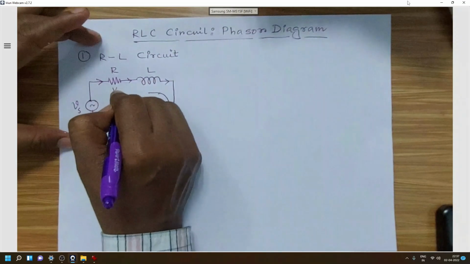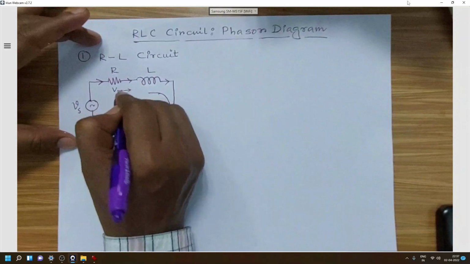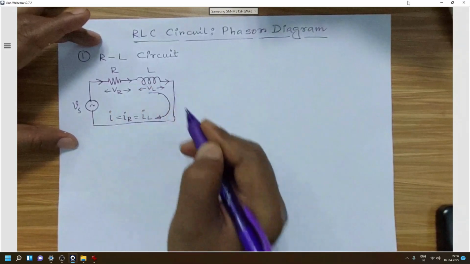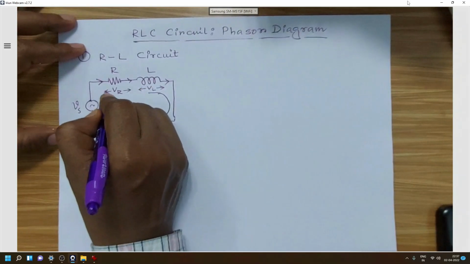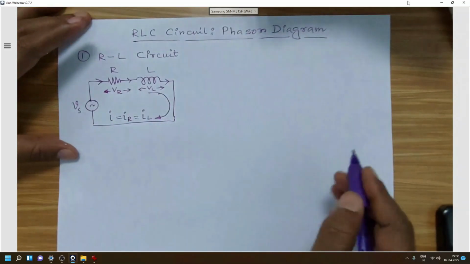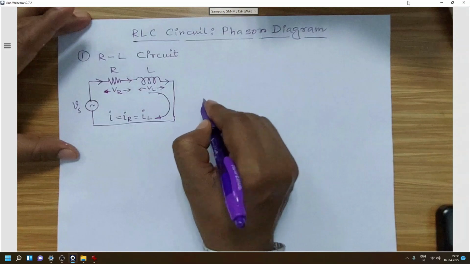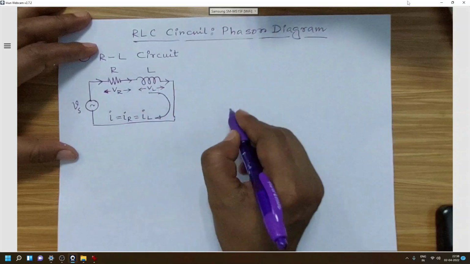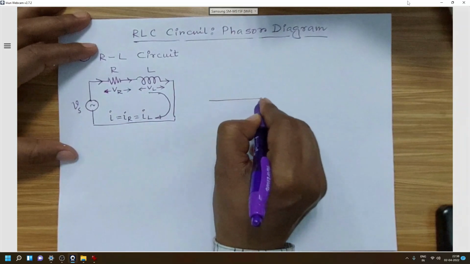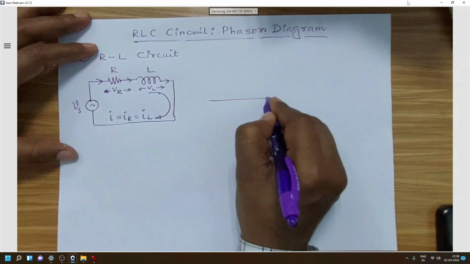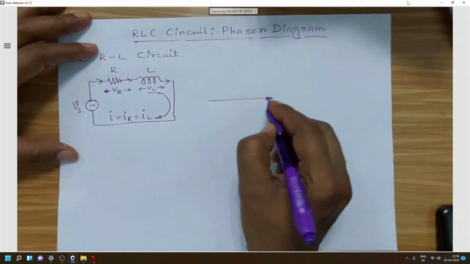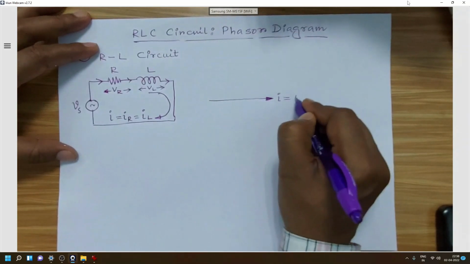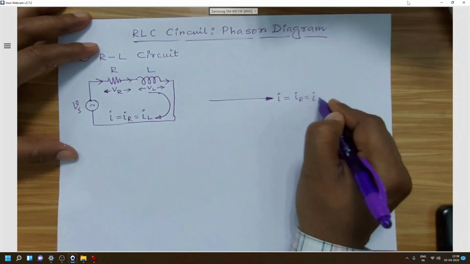Now voltage across the resistance will be denoted by VR, say, and voltage across inductor will be VL. Let us suppose these two voltages will be the voltage drop across these two elements. Now if we want to draw the phasor representation of the voltage across R, voltage across L and the current, then we have to take the reference vector first, and as per the convention for series circuit phasor diagram procedure, we will take the current as the reference. So I equal to IR equal to IL.